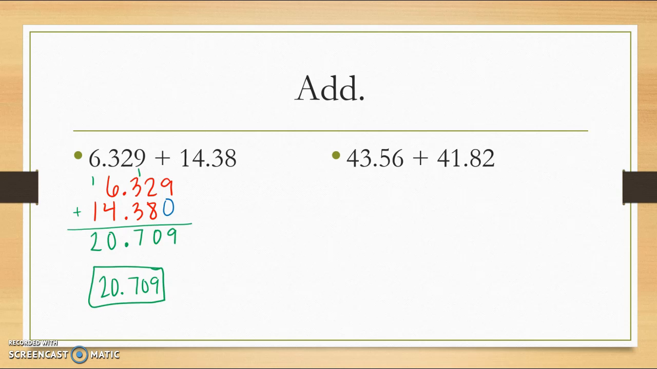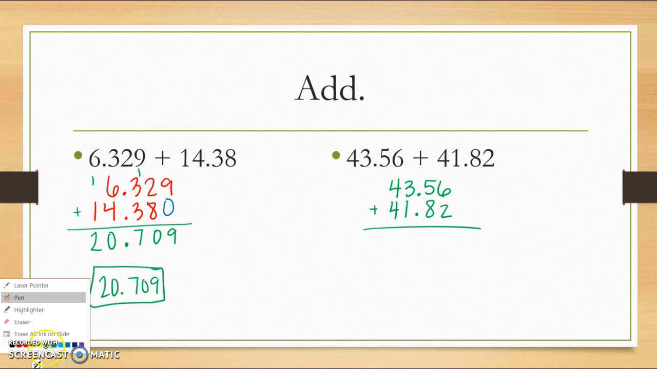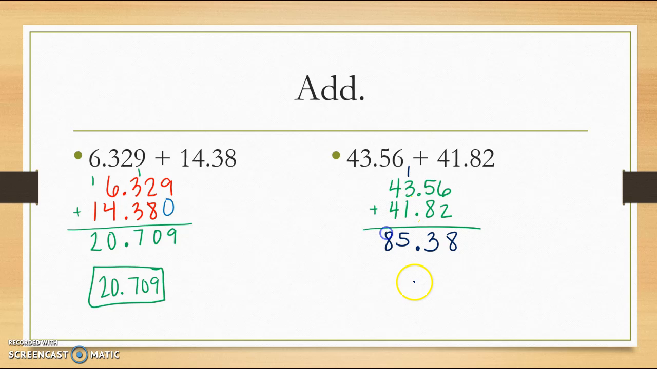Again, same thing, add here. For this one, we're lucky enough that our decimals actually already end up lining up, so we don't have to worry about adding any placeholders or anything like that. We add like normal. 6 plus 2 is 8. 8 plus 5 is 13, so we have to regroup, drop down your decimal. 3 plus 1 is 4, plus that 1 is 5, and then 4 plus 4 is 8. So here we get 85 and 38 hundredths.